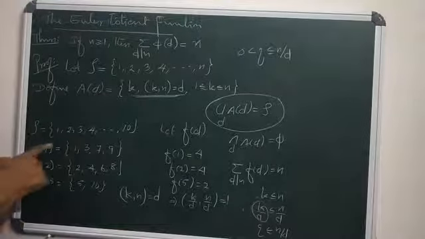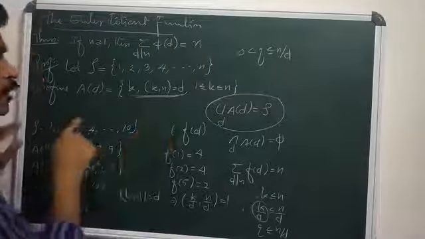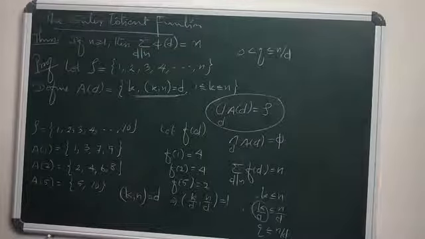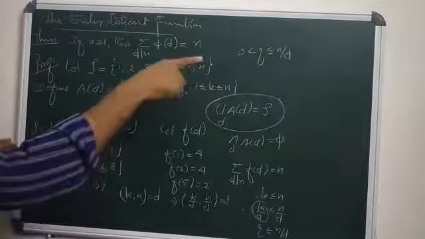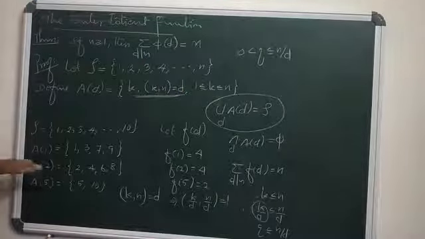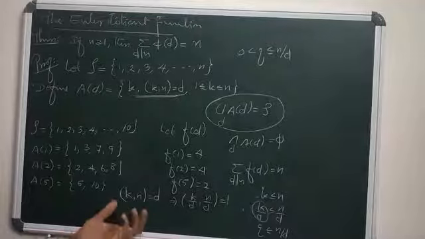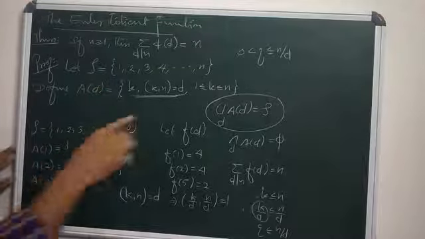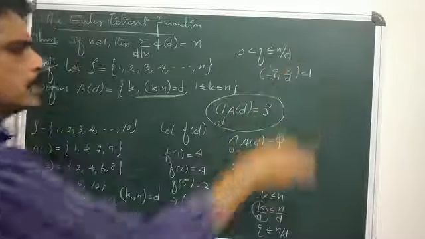Suppose d is 1, 3, 7 and 9. Which are the integers in this S which satisfy this condition? When d equals 1, 0 < q ≤ n/d. What is q? q is k/d. So it is 1, 3, 7 and 9. So there is a 1-1 correspondence between A(1) and the integers which satisfy that. So generally we can say that there exists a 1-1 correspondence between the elements in A(d) and those integers satisfying 0 < q ≤ n/d, with q and n/d relatively prime.